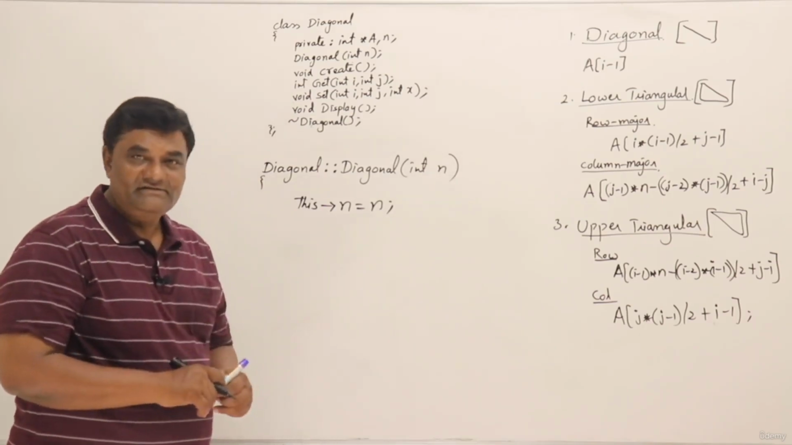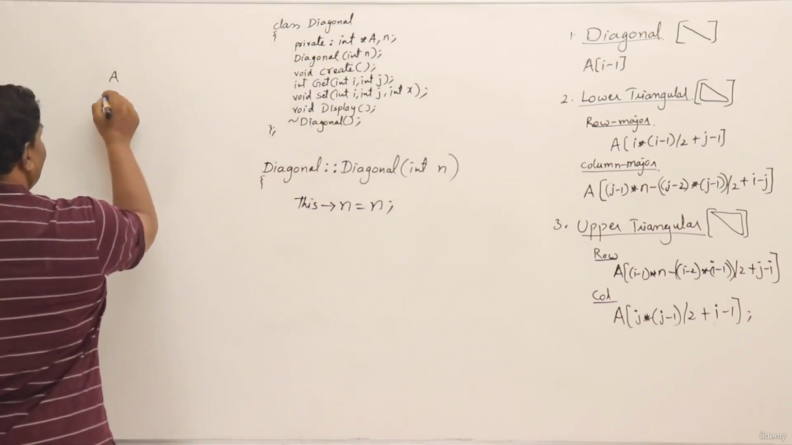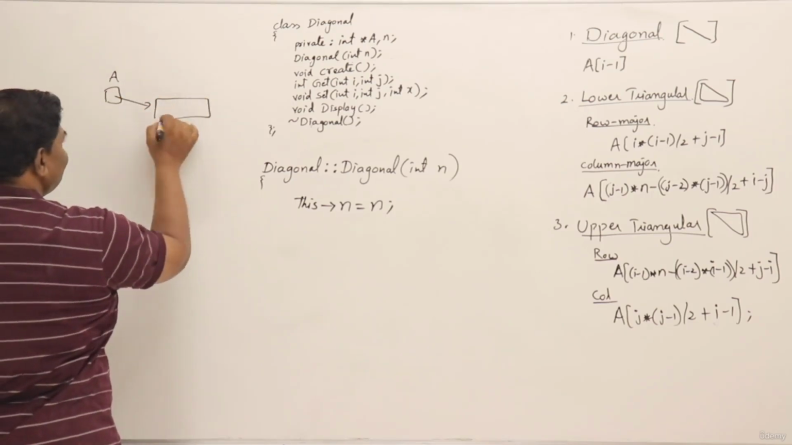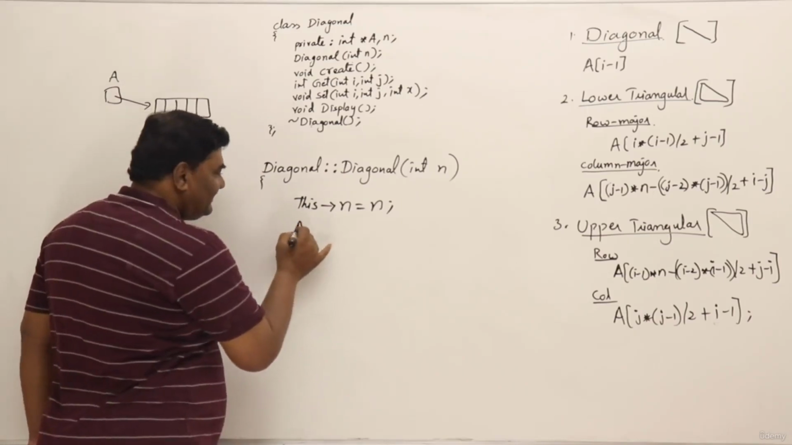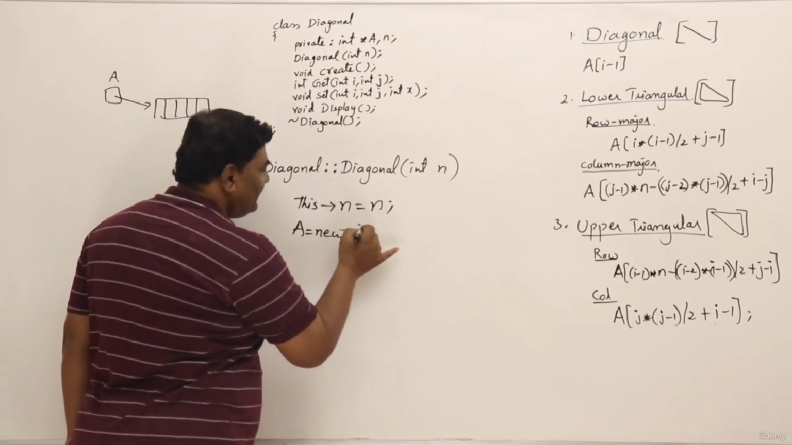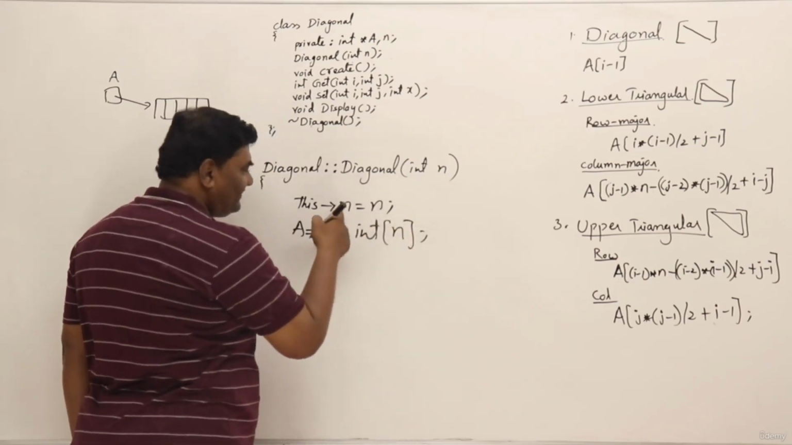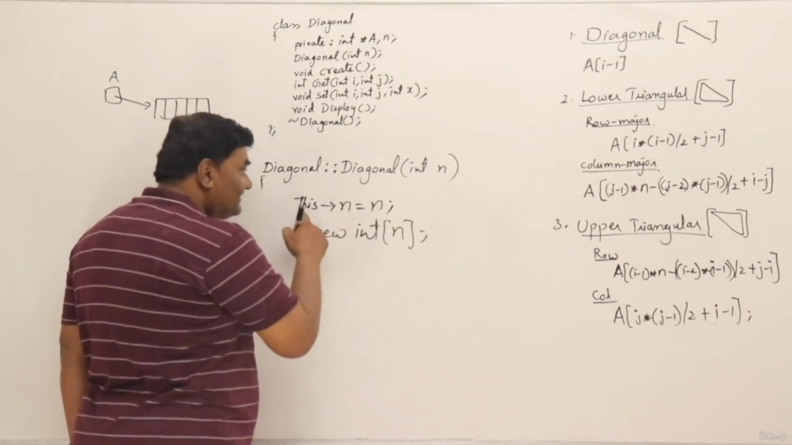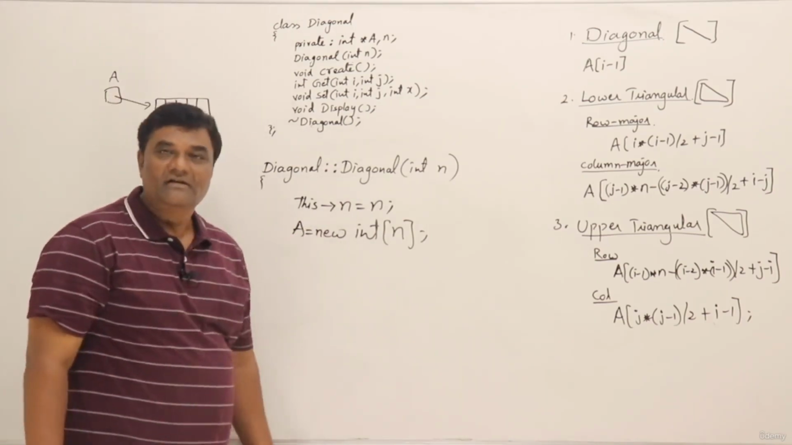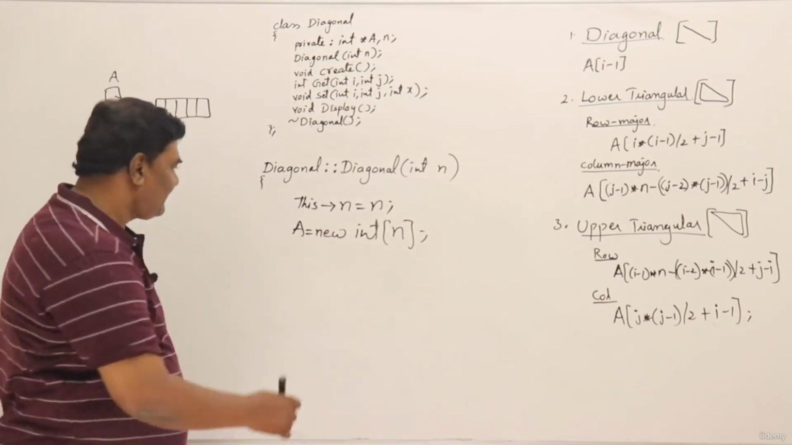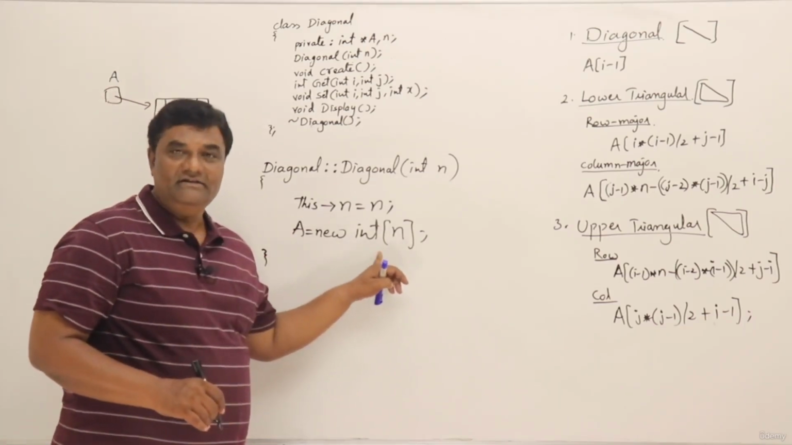So I have taken a size. Then for that same size, I have a pointer here. So I should create an array in a heap of that size. Suppose size 5, then I should create an array in heap. So a assign new int of size n. I can simply take either this n or this n. If I want to write this, then I should say this arrow n or just n. So this will create an array. This is a constructor. So inside the constructor, this is created in heap dynamically.